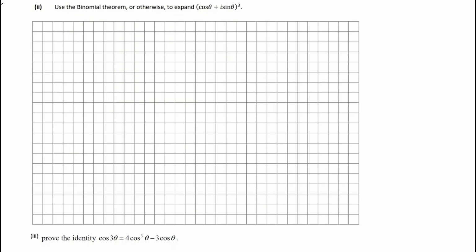Use binomial theorem, or otherwise, to expand (cos theta plus i sine theta) to the power of 3. The otherwise method there is to multiply it by itself 3 times. That's the approach I'm going to take just to practice our algebra skills here, but by all means go to your log tables and use your binomial theorem, but it's cos theta plus i sine theta by itself 3 times.